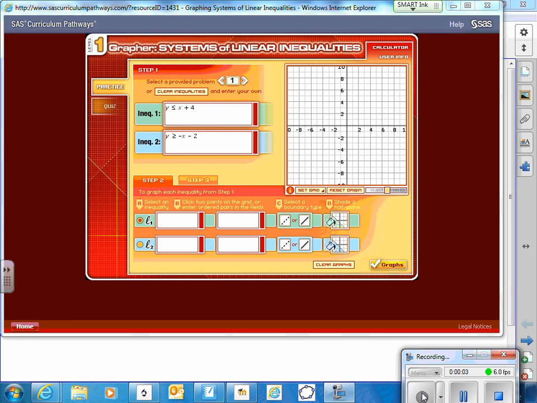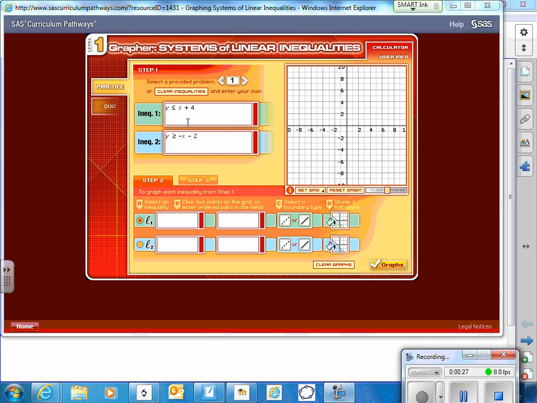Now some quick instructions on graphing systems of linear inequalities using SAS. On the practice part of that, you can help each other. When you get to the quiz part of it, you'll need to do it on your own. I can help you on the practice. If you get stuck, don't stay stuck very long.